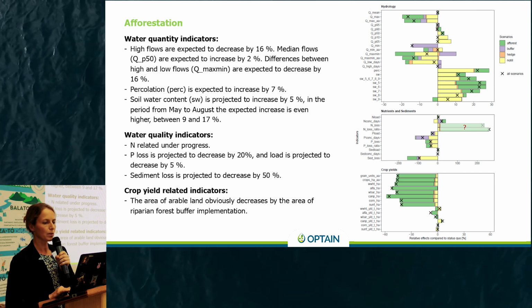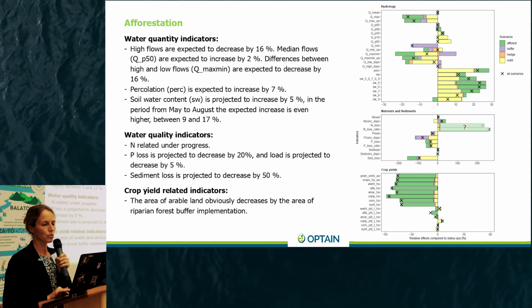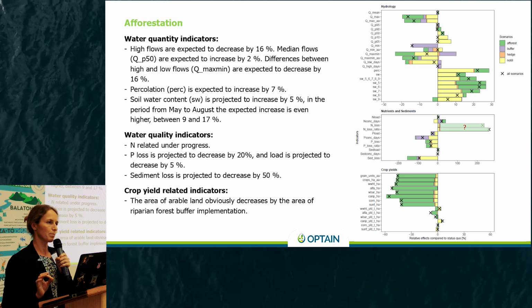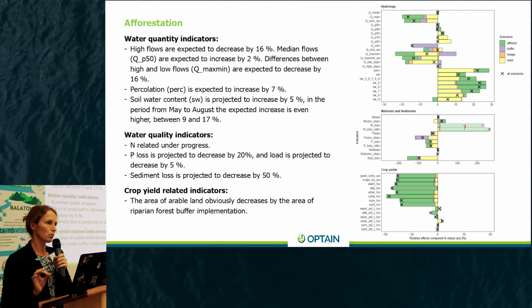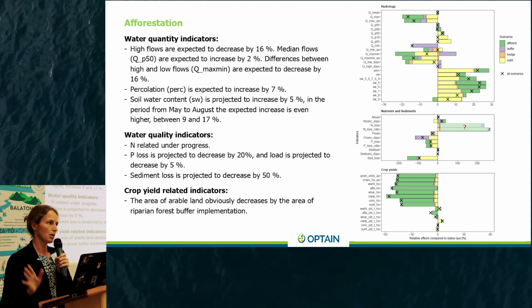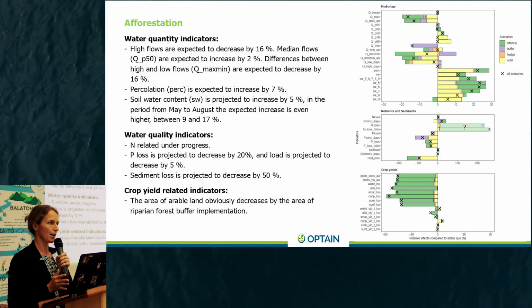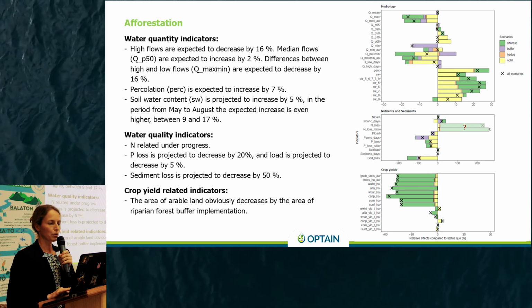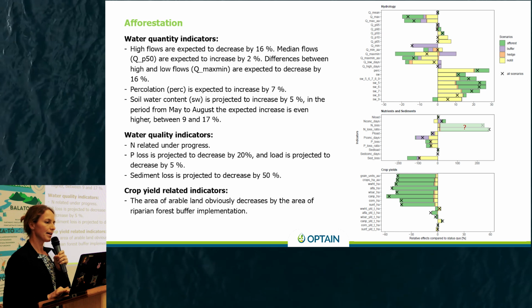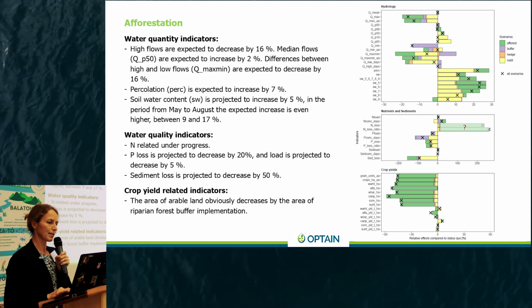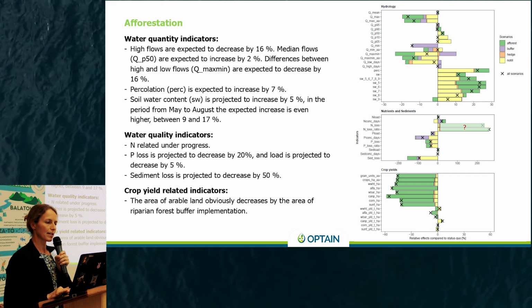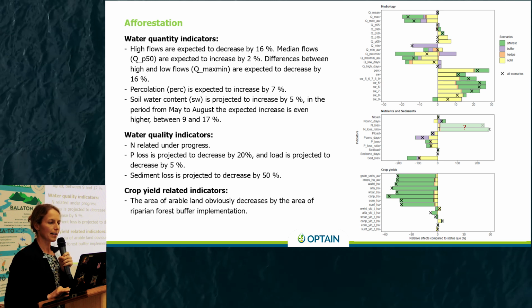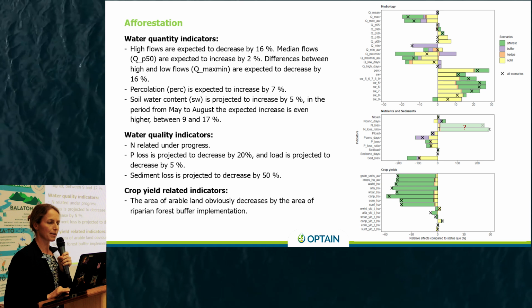So in this plot, you can see the expected change compared to the status quo situation. Status quo means that no natural small water retention measures are applied, but we have the same thing that we have now. And what happens if we apply afforestation for the selected fields? Then high flows are expected to decrease by 16%. Median flows are expected to increase by 2%, so it's just small. Differences between high and low flows are expected to decrease by 16%.